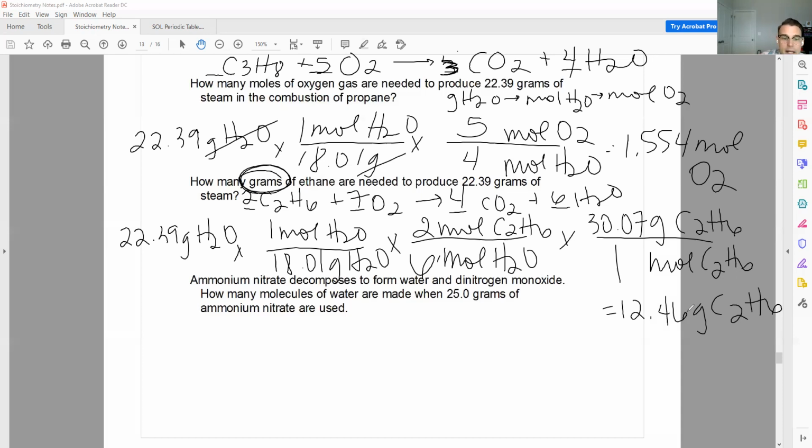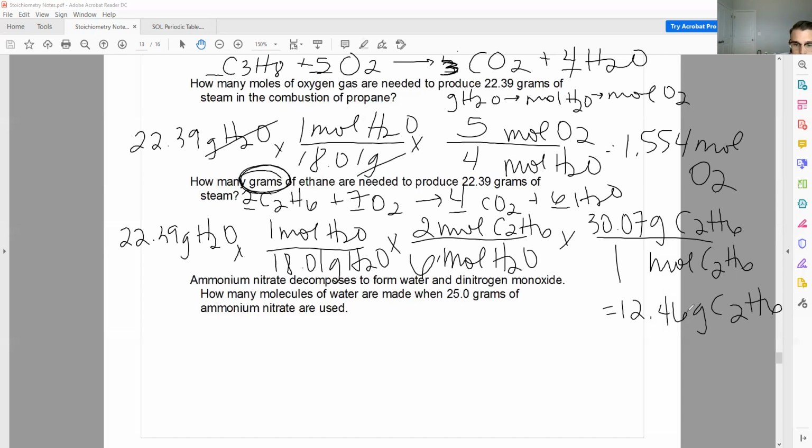So this is going from mass of one thing to mass of a different thing from our balanced equation. And that's going to be the longest conversion problem that you'd have to do, a 4-step, which you start with 3 conversions to get your final answer. Okay, we'll do one more and then we'll look in the homework packet.